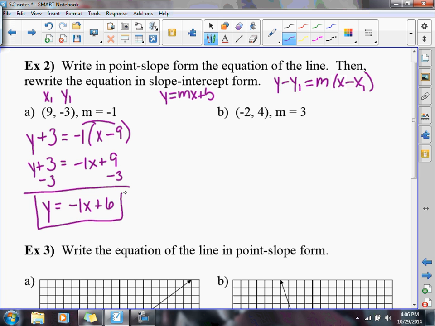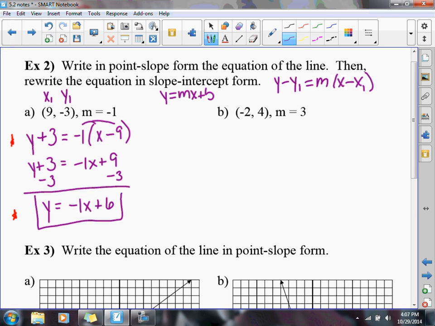So now I've really written the same line in two different forms. I've written it in my point-slope form, and I've written it in my slope-intercept form. So it's the same information, it's just reorganized in a different format.